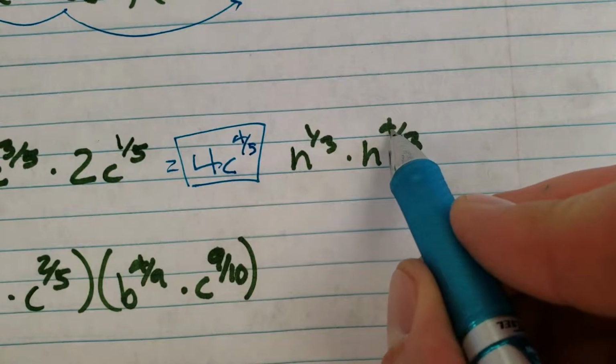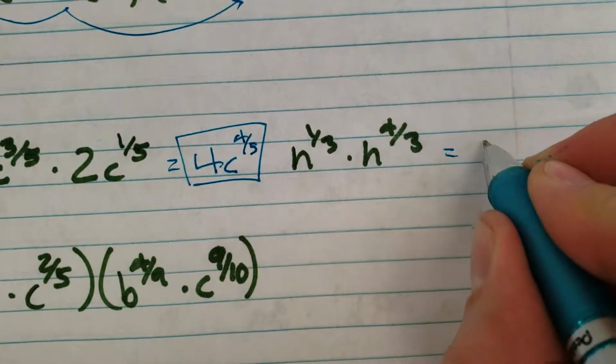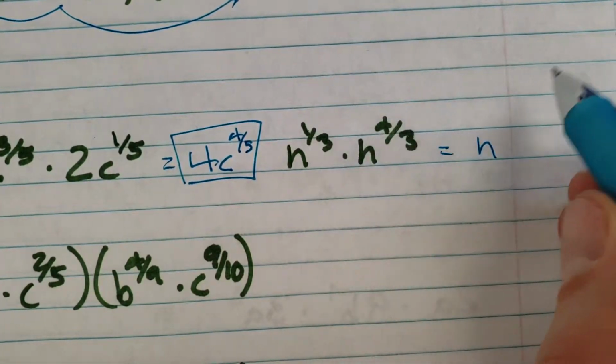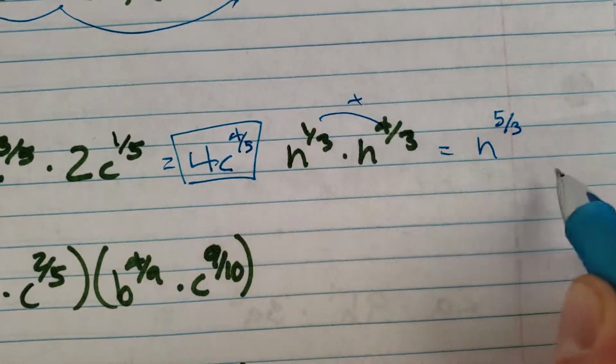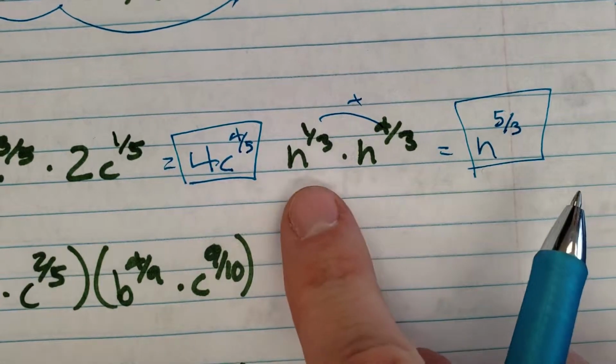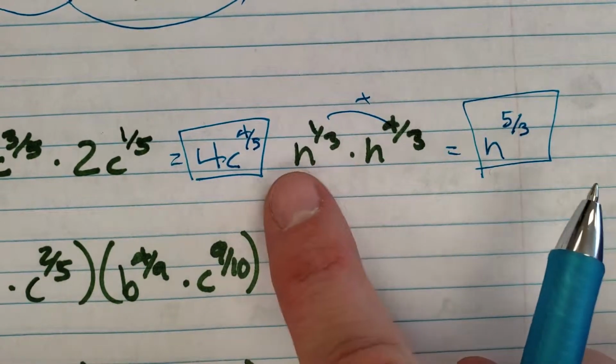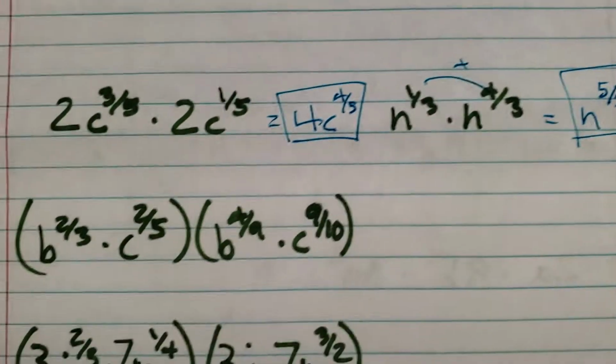N to the 1/3, N to the 4/3. That's going to be an N to the 1 plus 4 is 5, 5/3. Okay, add. Big kids multiply, little kids add. Remember, if it's just a variable, you can't really make a super variable, and there's no numbers in front.